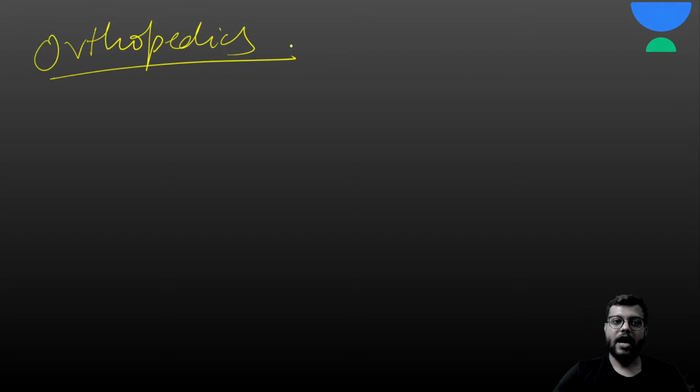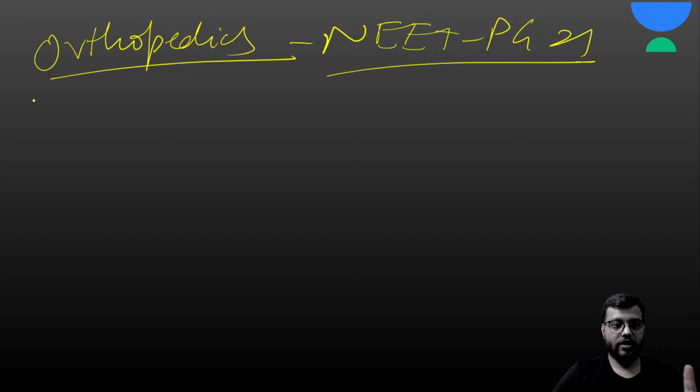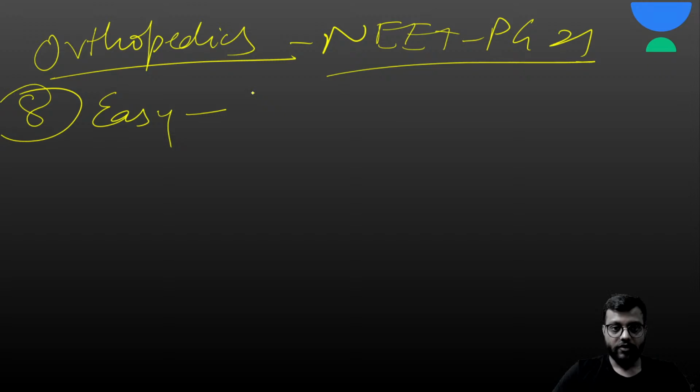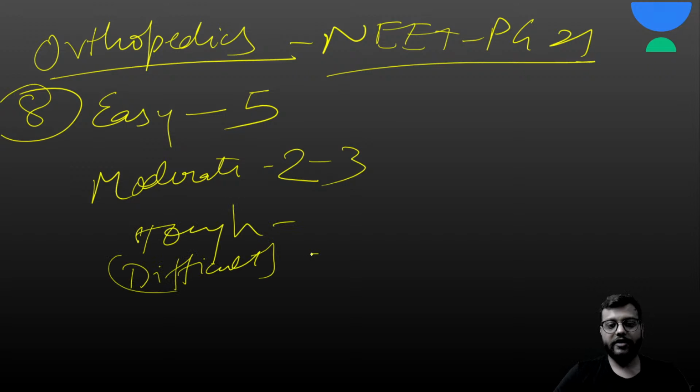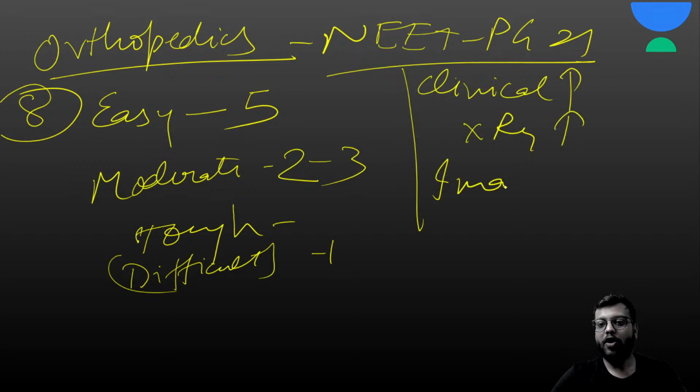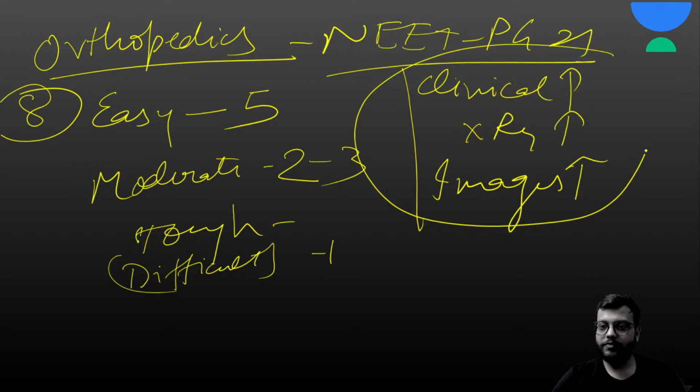of NEET PG. And if we analyze this, 8 questions are there. Okay, and out of 8 questions, 5 were very easy, 2 were moderate, and for me tough or moderate I would count 3, and the tough or difficult one was only 1. Okay, and they were straightforward questions, but as we have discussed, clinical based questions, x-rays and images, almost direct one-liners also had an image or something given.